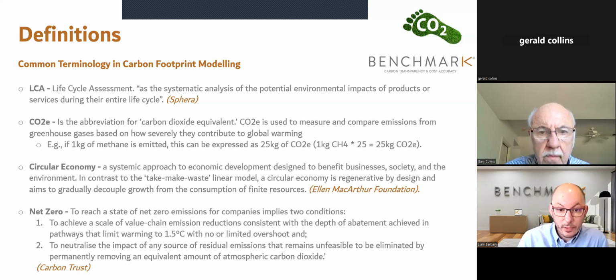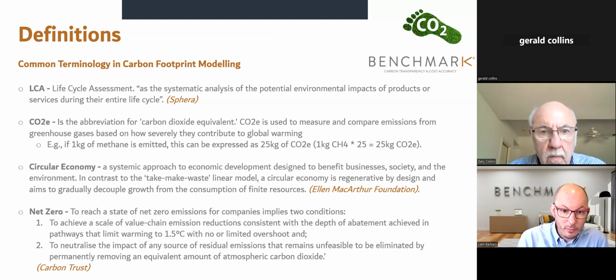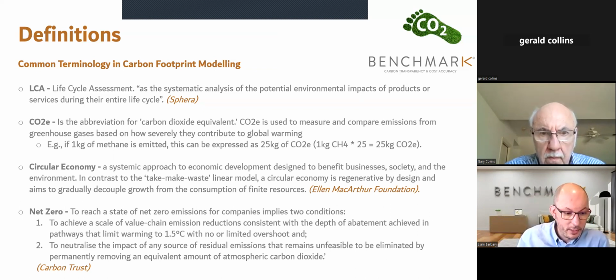So if we can reduce our carbon emissions to a point where global warming is not increasing above 1.5 degrees, and we're just over 1 degree at the moment, then that would be considered a sort of definition of carbon net zero. And the second part of the definition is to neutralize the impact of any source of residual emissions that remain unfeasible to be eliminated by permanently removing an equivalent amount of atmospheric carbon dioxide.